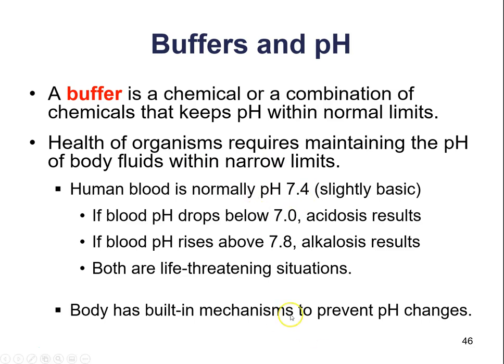Okay. And so that's what I was just referring to. It says the body has built-in mechanisms to prevent pH changes. Obviously, explaining the elaborate buffer system that exists within the blood is beyond the scope of this course, but I just want you to be aware that it exists, okay? And we should know that human blood is around pH 7.4, slightly basic, but pretty close to neutral. And it's super, super important that pH be maintained. If changes in blood pH occur, it is a life-threatening situation.